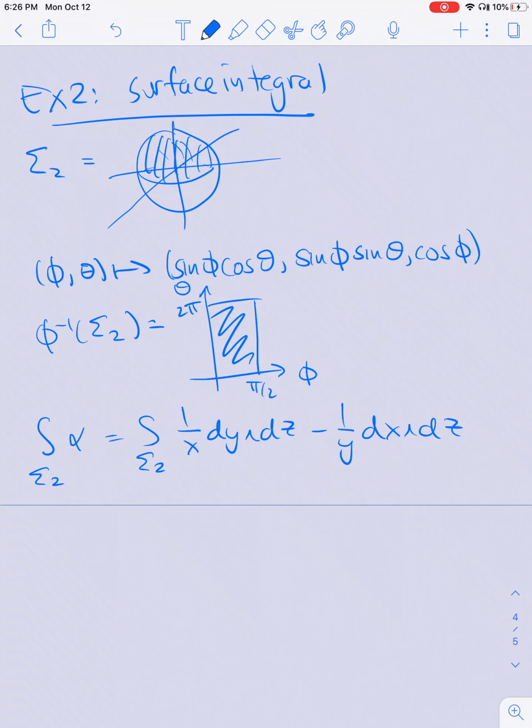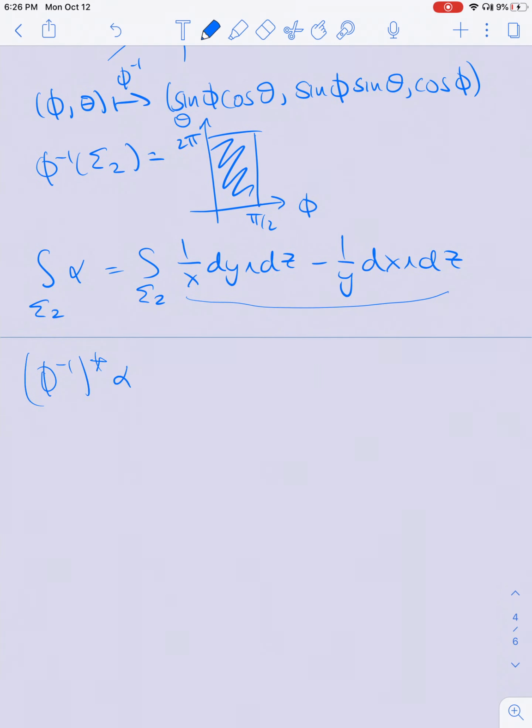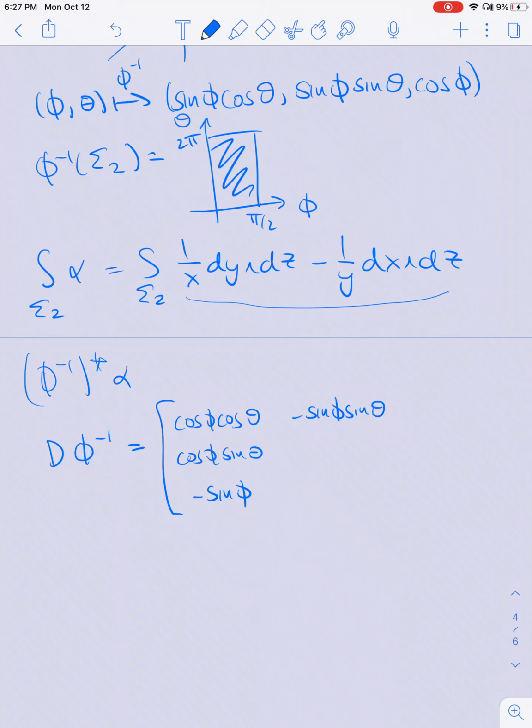Okay, so what we need to do is replace this with phi inverse pullback of alpha. And this map is phi inverse, remember? Okay, so phi inverse pullback is determined by its differential, or its derivative, which has 2 columns and 3 rows. So the first column is the derivative of each term in terms of phi. So this will be cosine phi cosine theta, cosine phi sine theta, and negative sine phi. Then the second column will be in terms of theta. So this will be negative sine phi sine theta, sine phi cosine theta, and then 0.